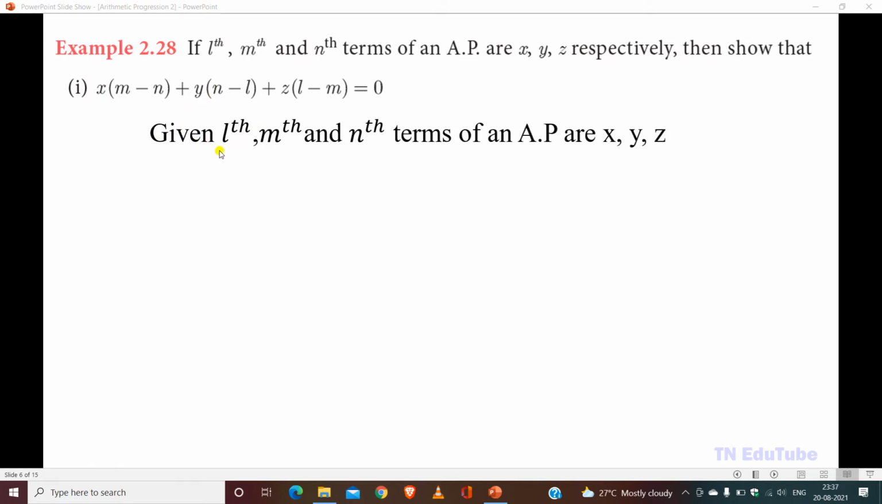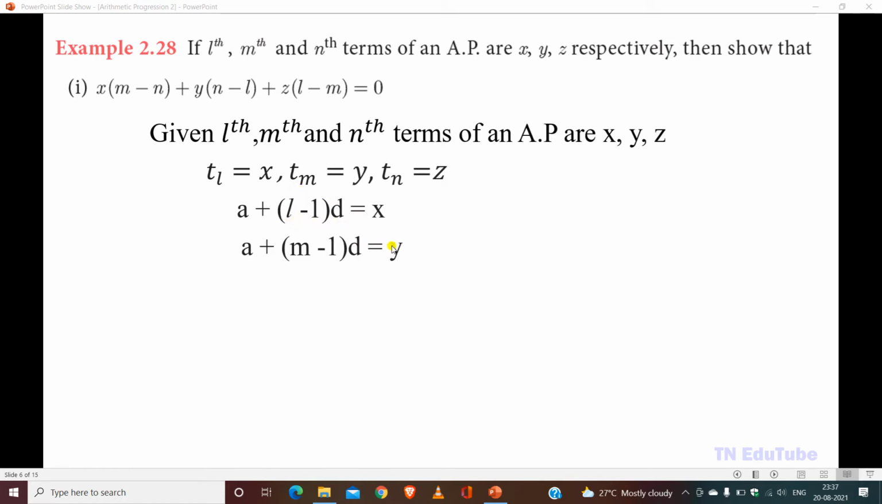Here the lth term, mth term and nth term of an AP are x, y, z. So what is the lth term? Tl, that is x. The mth term Tm is y. The nth term Tn is z. So what is x? The lth term means a plus (l minus 1) into d, that is x. The mth term means a plus (m minus 1) into d, that is y. The nth term is a plus (n minus 1) into d, that is z.